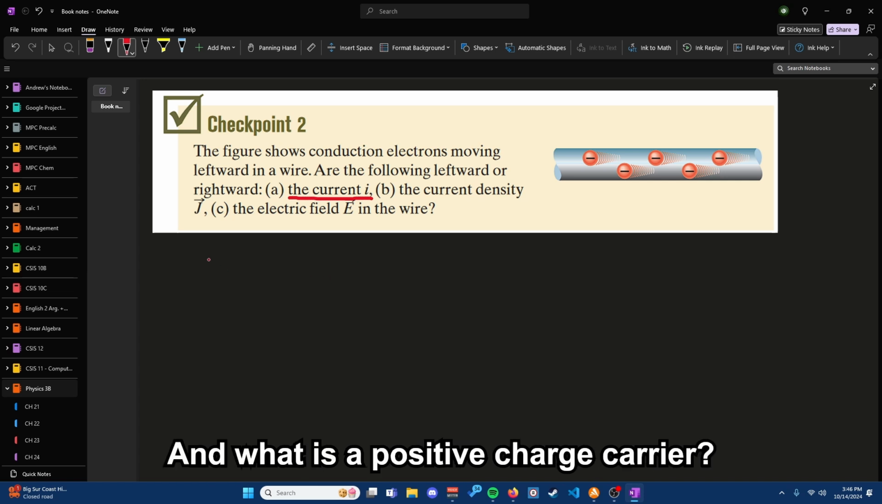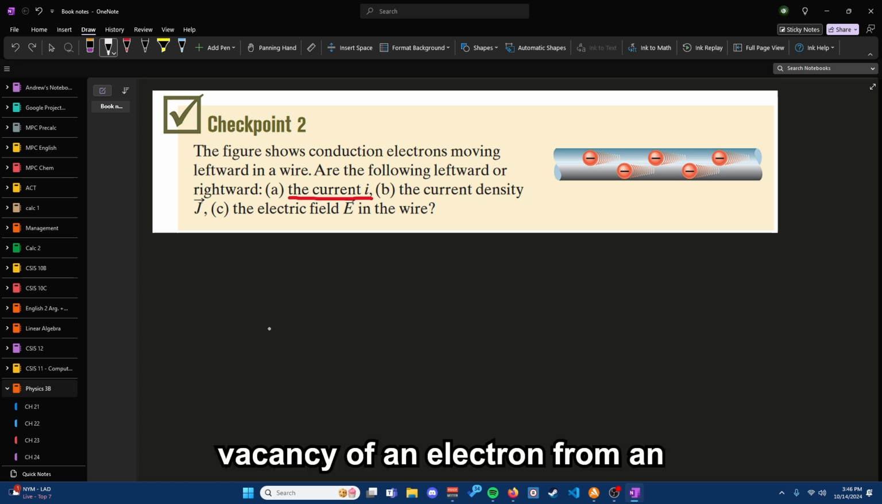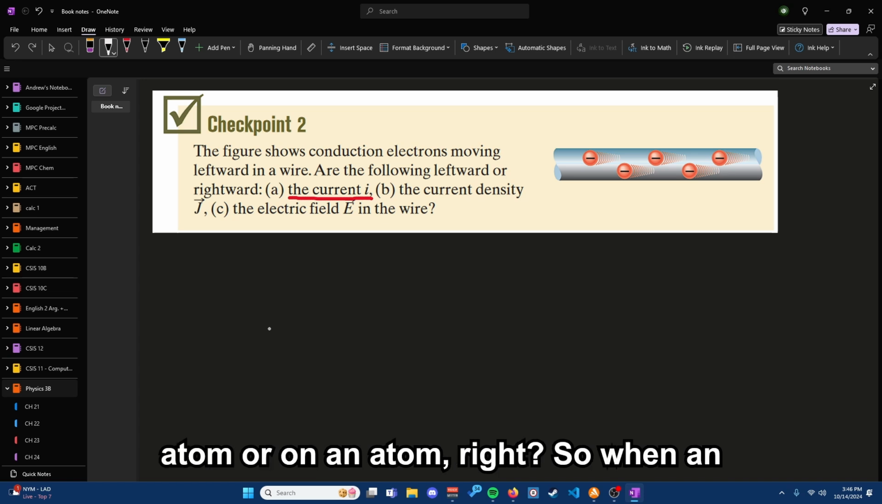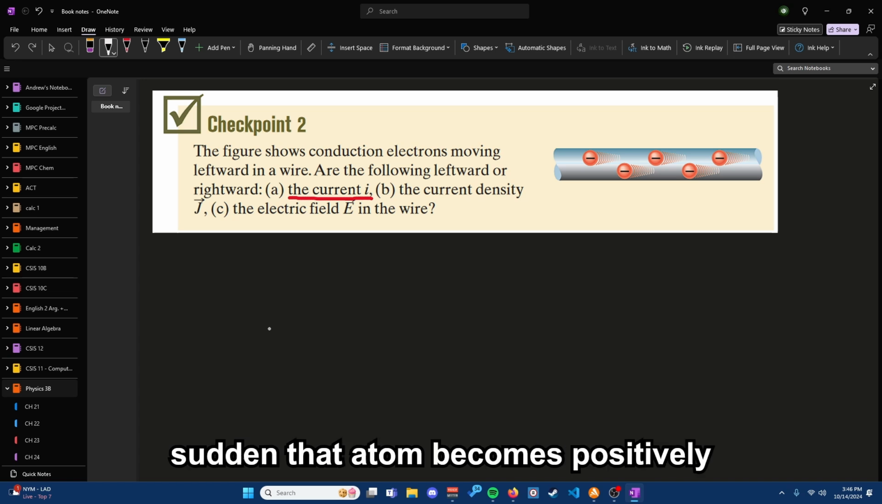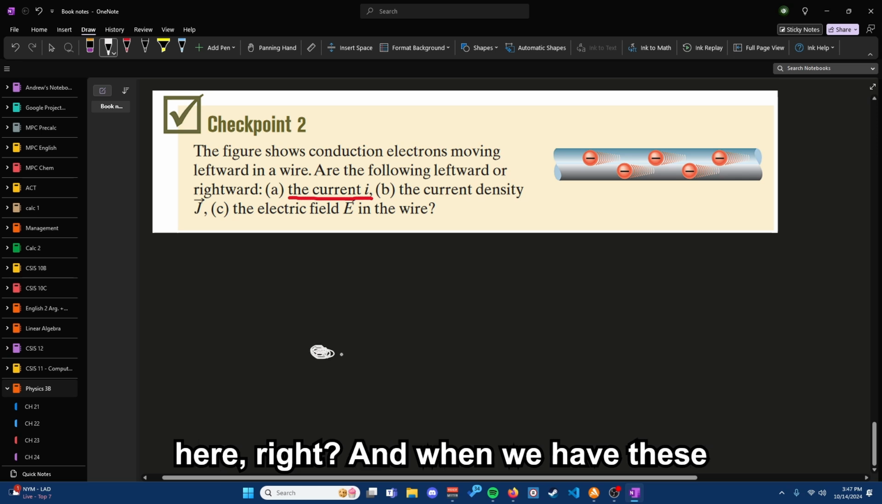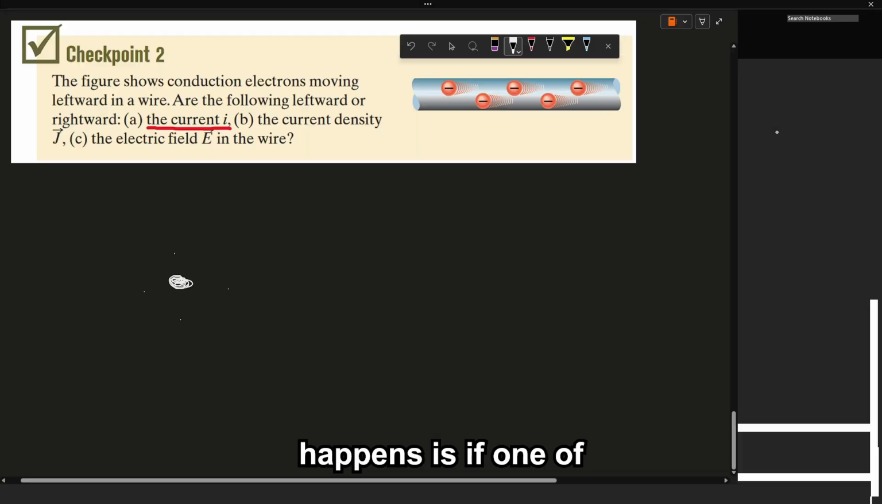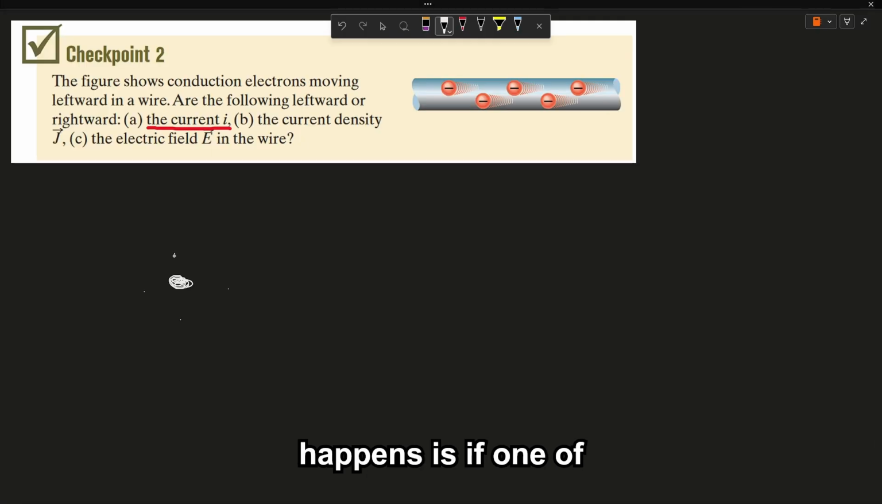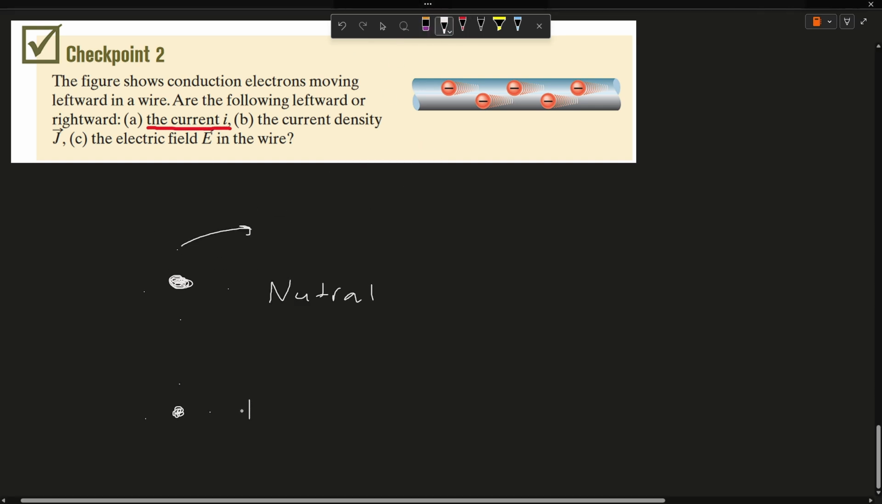And what is a positive charge carrier? Well, you can think of them as kind of the opposite of electrons, but essentially what they are is the vacancy of an electron from an atom. So when an electron leaves an atom, then all of a sudden that atom becomes positively charged. So we have this atom here, and when we have these electrons around it, if one of them goes away, then all of a sudden this is positively charged.